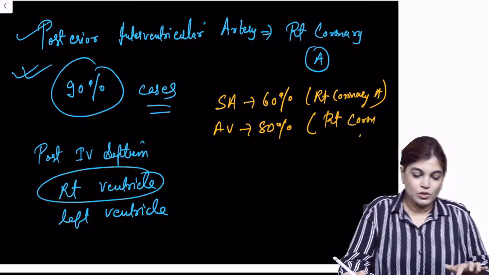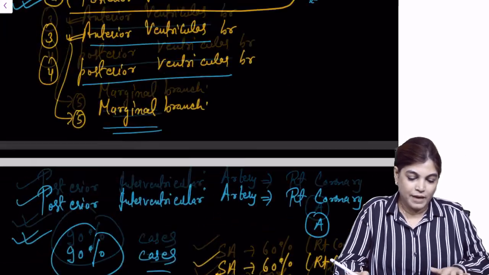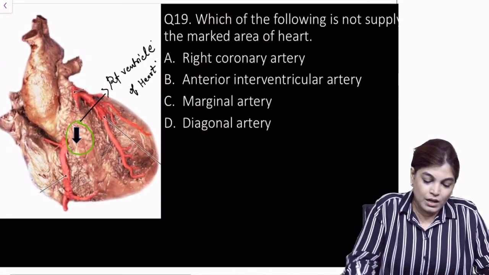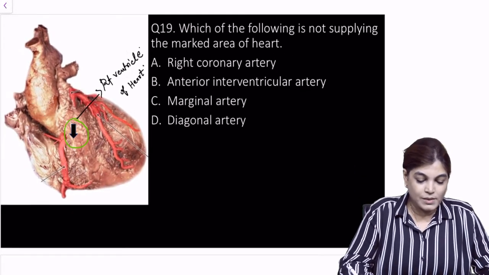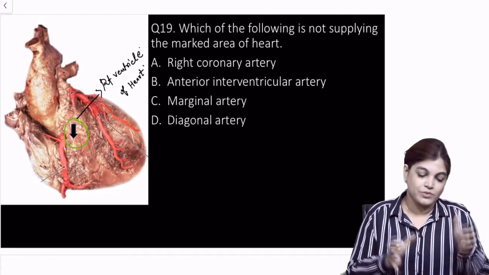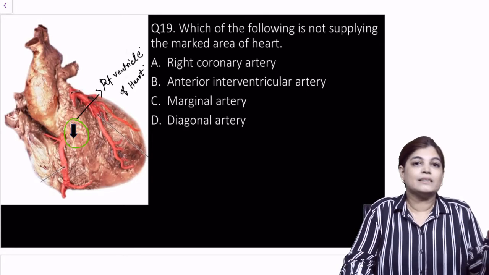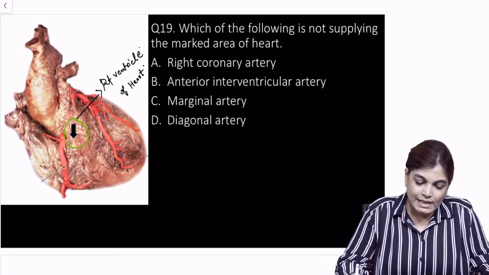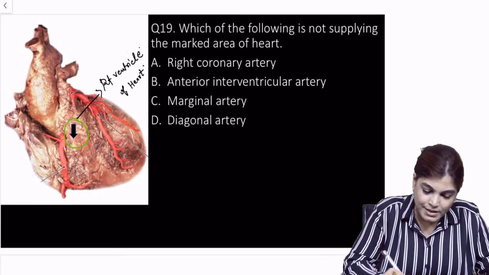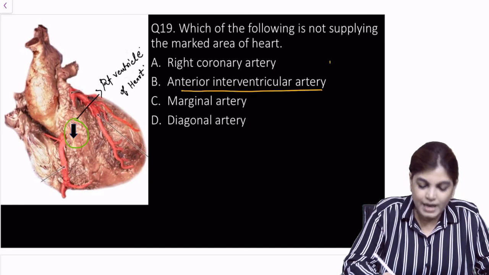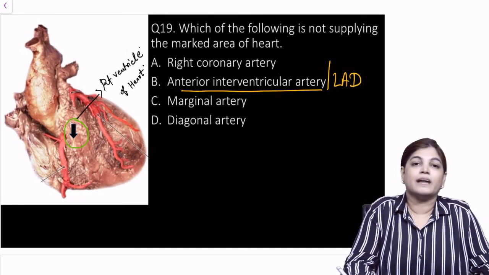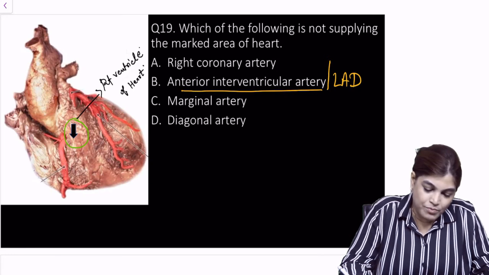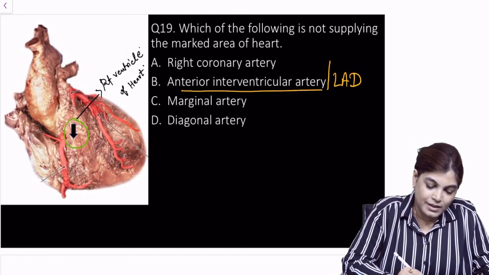Okay. So now moving to the options provided in the MCQ. In the MCQ, which of the following is not supplying the area marked? The area marked is the right ventricle. So the right coronary artery is absolutely correct, it is giving blood supply to the right ventricle, so it can't be the answer. Anterior interventricular artery, what is the other name of anterior interventricular artery? LAD artery. Yes, as we have seen, it is also giving blood supply to the right ventricle, so it can't be the answer. Marginal artery, yes, it is also supplying the right ventricle.